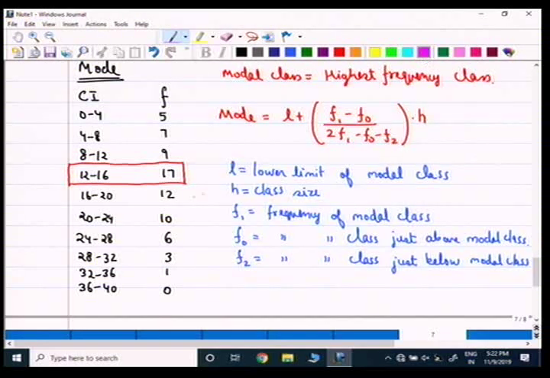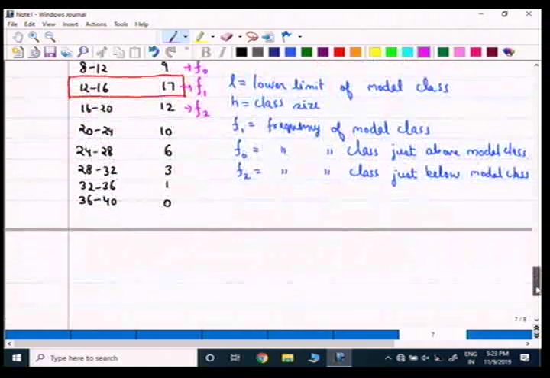Okay, now in this one, this 17, which is the modal class, is my F1. Just above that, this is F0, and just below that, this is F2. Now we just have to put the values. So F1 is the frequency of the modal class, above that F0, below that F2. Now we just have to put it in the formula.